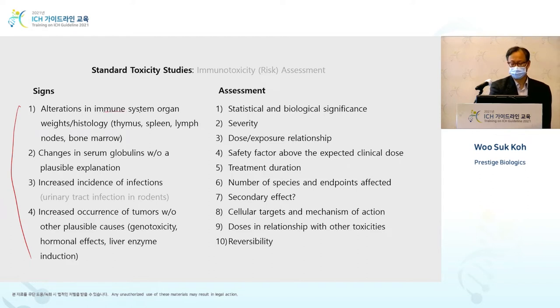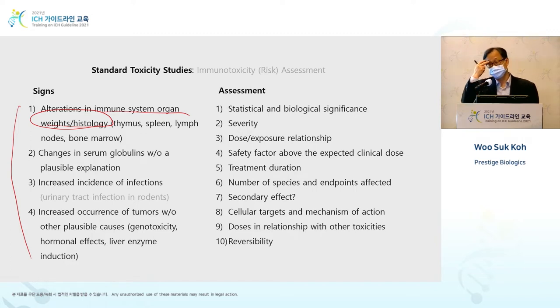After the toxicity test, let's say there is an alteration in immune system organ weight and histology. The spleen weight reduced, cellularity of lymph node change, and the cellularity of bone marrow changes, or changes in thymus rate. These are important indicators for immune system.